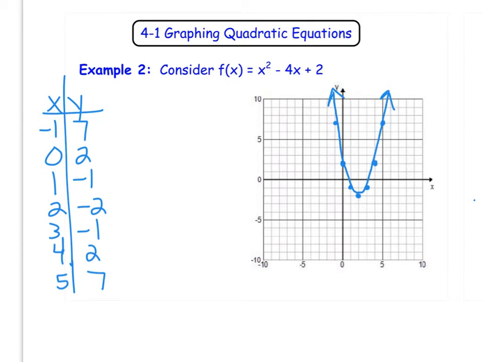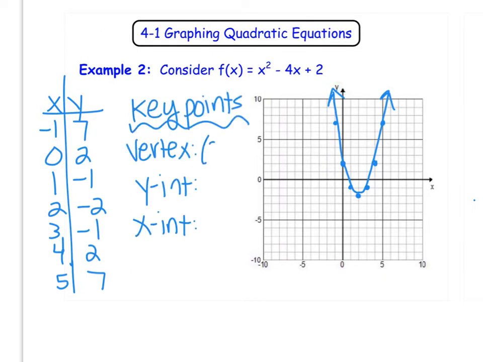We do want to identify the key points of the graph. So the key points are the vertex, which we already know is 2, -2, the y-intercept, which we already know is 2, and then the x-intercepts. So remember, the x-intercepts are where it crosses the x-axis.